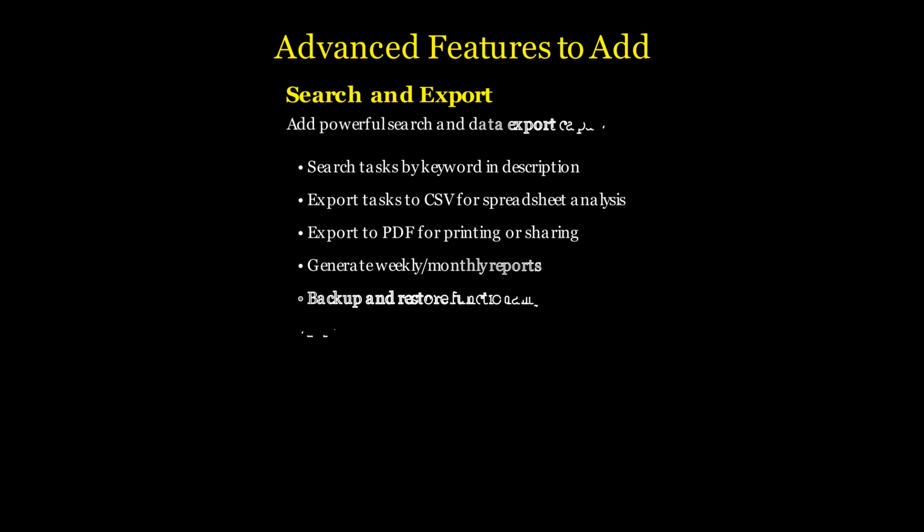Fourth extension: add search and export features. Implement keyword search to find tasks containing specific words in their descriptions. Add CSV export so users can analyze tasks in Excel or Google Sheets. Add PDF export using libraries like ReportLab for professional printouts. Generate weekly or monthly reports summarizing completed tasks and productivity.